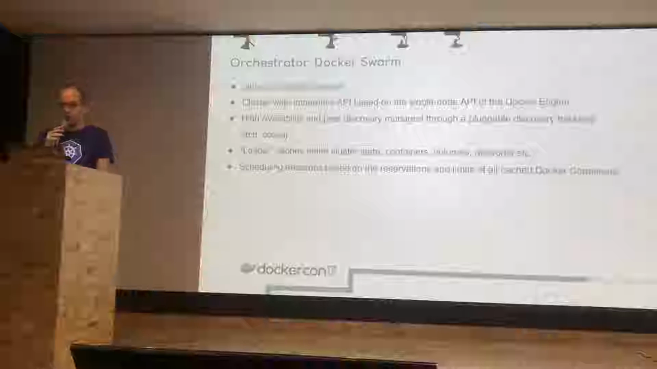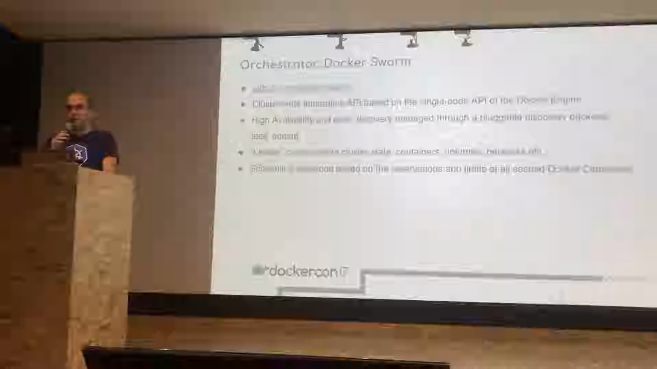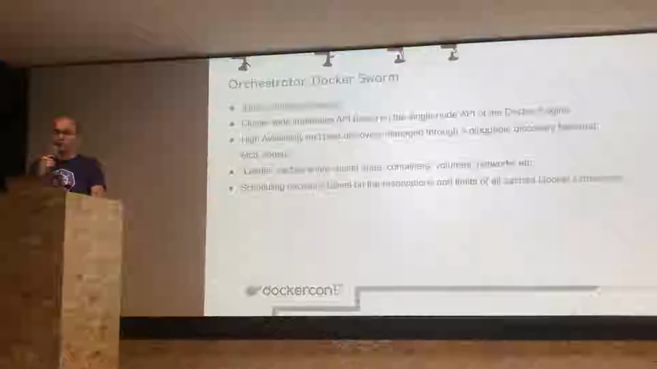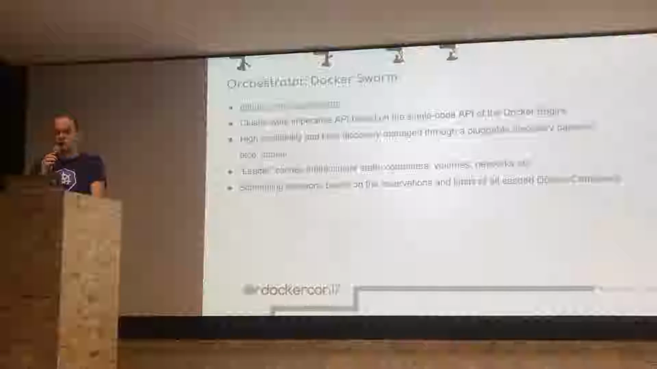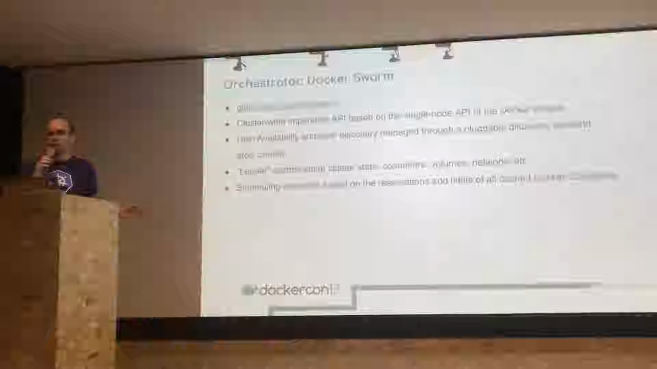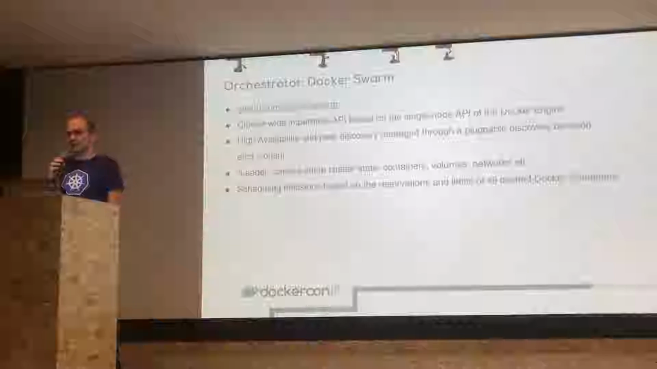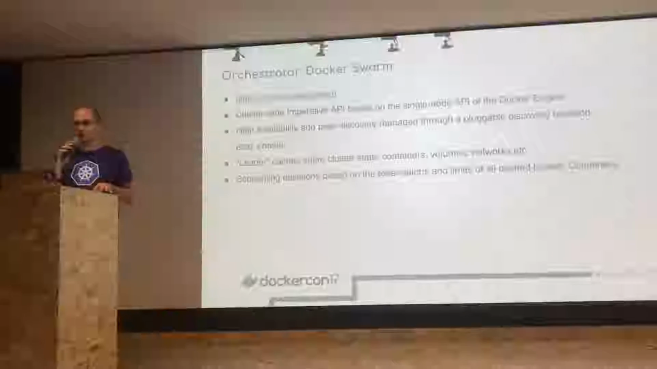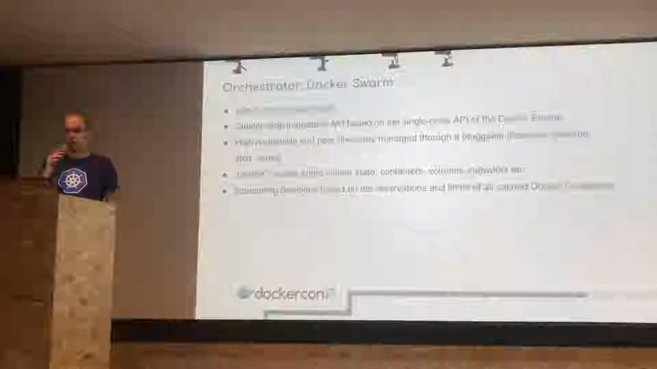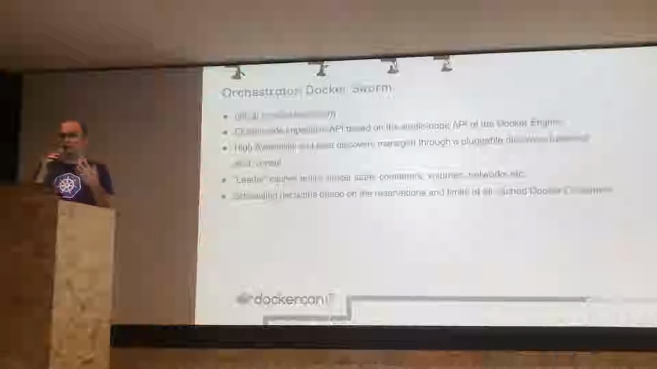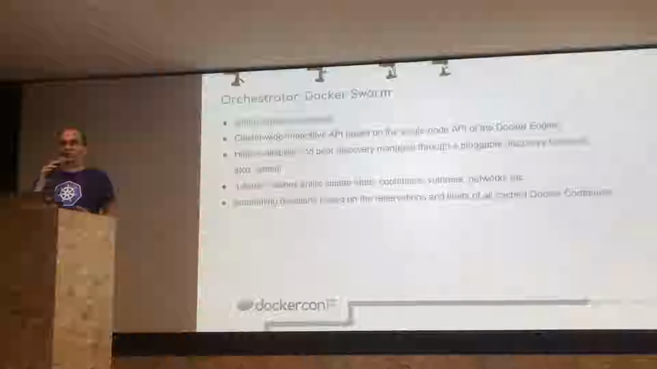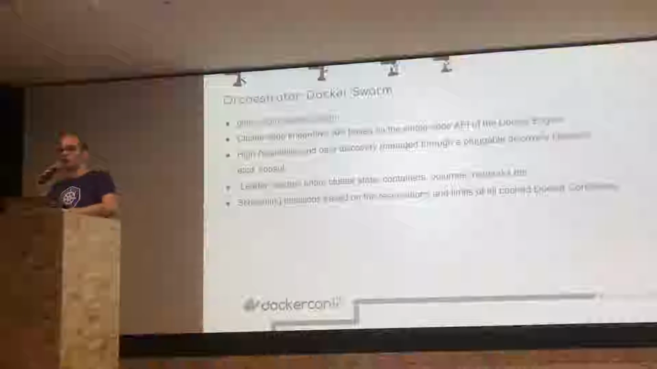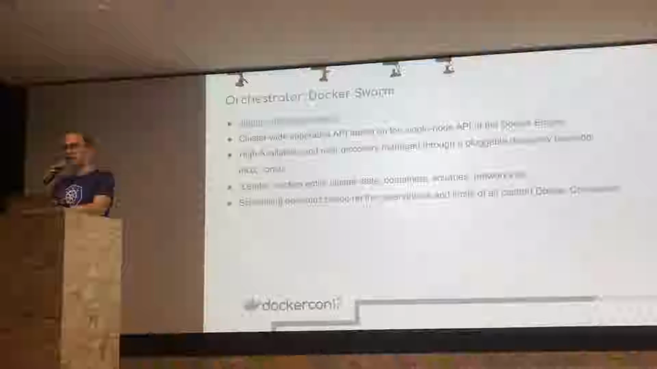So the first orchestrator I'm going to talk about is Docker Swarm. This is the original Docker Swarm that existed before Engine 1.12. Its code lives on the Docker/Swarm GitHub repository. It features a cluster-wide imperative API that is based on the API of a single Docker engine. That means that if you do docker run on a container image, then that single docker run command will be dispatched to one of the nodes on the cluster, and the container will be created there.